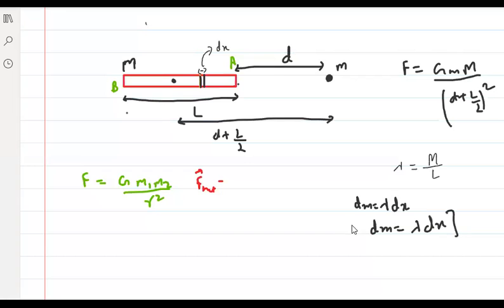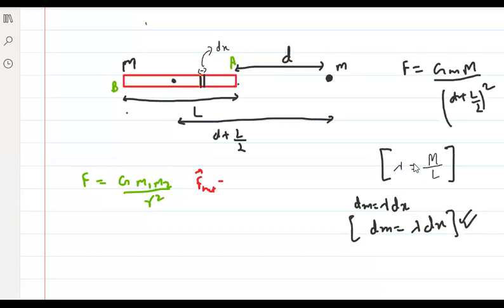Some students might have difficulty in understanding this concept, so please focus. Lambda, what is lambda? Lambda here, I'm just saying that it is linear mass density. What is the meaning of linear mass density? It is mass per unit length. Right, everyone? Tell me yes or no. Think about it.